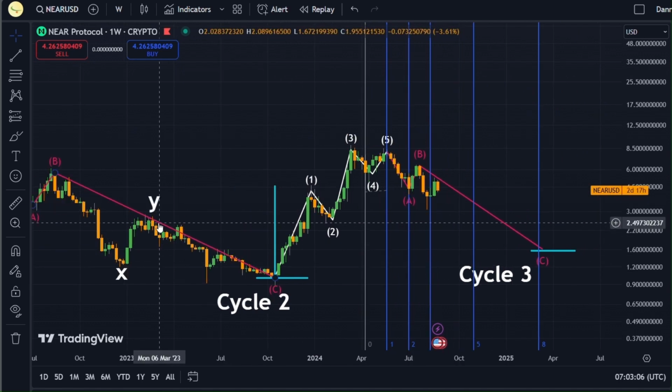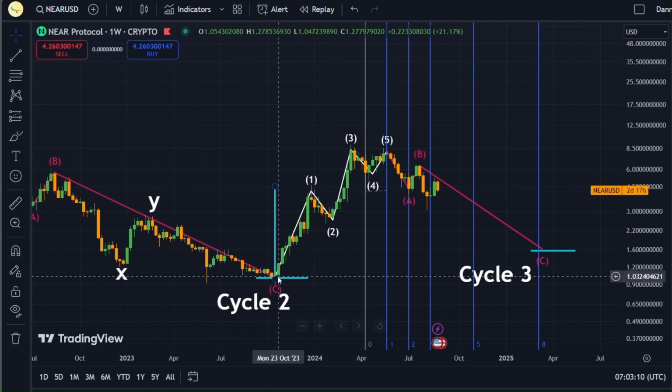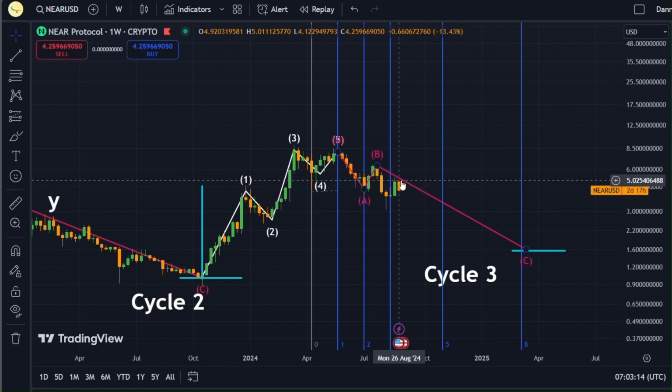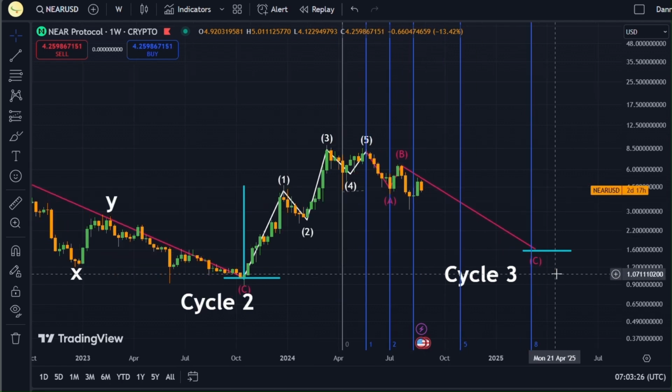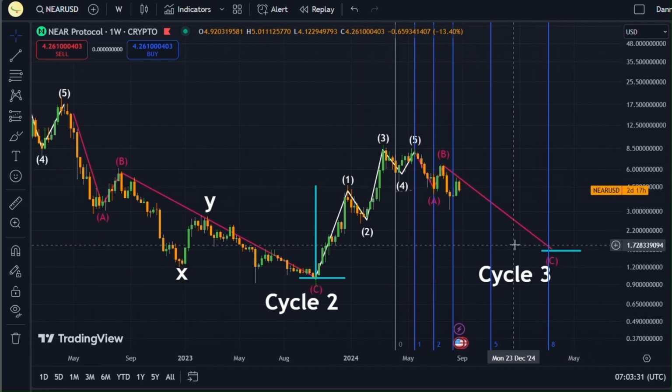After Y in the previous cycle, we have a downtrend from Y to C. So it might be possible that it continues to follow the same pattern it followed in the previous cycle. Because of so many similarities, it can follow the same pattern, and from this point it can go towards C. Right now C is at a far distance from this point.